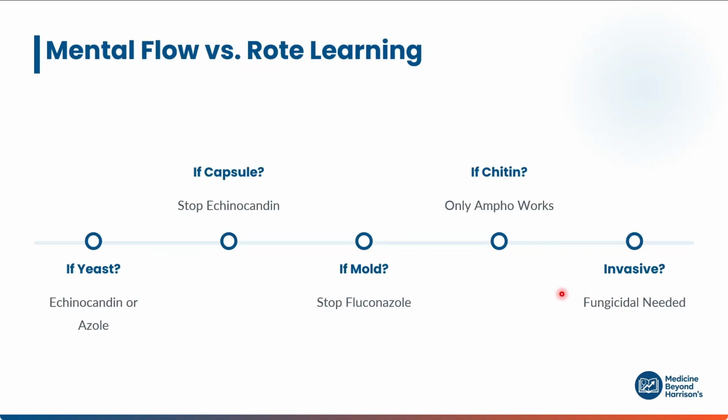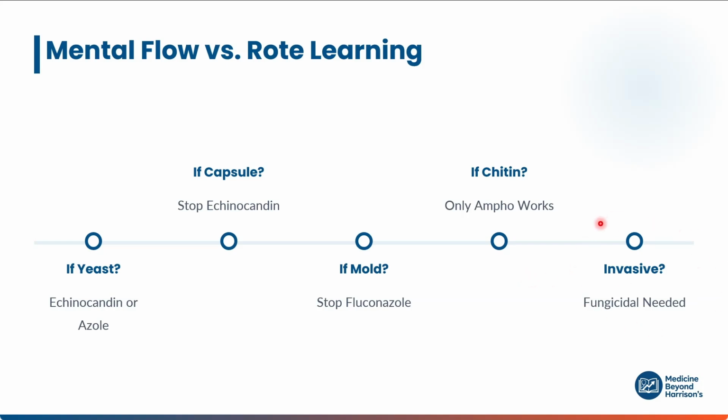Mental flow, not rote learning. You have to know when to use, how to approach a fungal infection, and how to decide on antifungal therapy, targeting and killing it in the ICU. If it is a yeast you suspect, go for an echinocandin or an azole. If it is capsulated, stop echinocandin; it is useless. If it is a mold, stop fluconazole. If it is a chitin cell wall, then only amphotericin works.